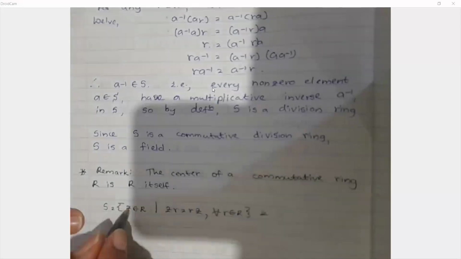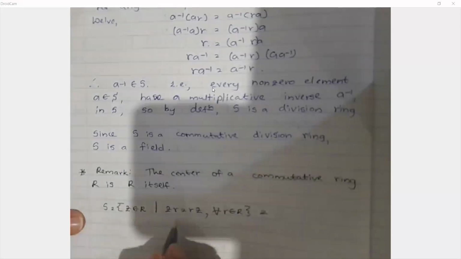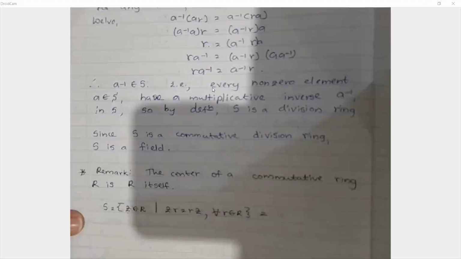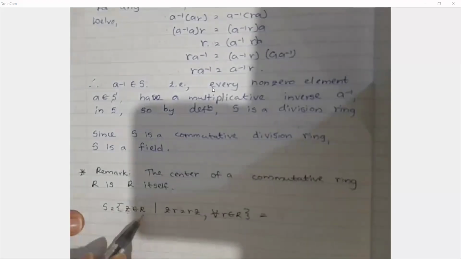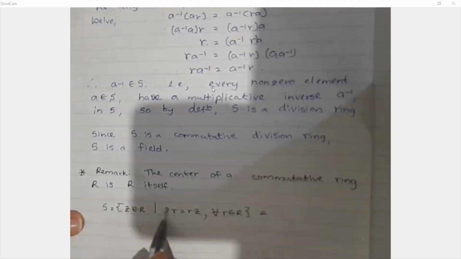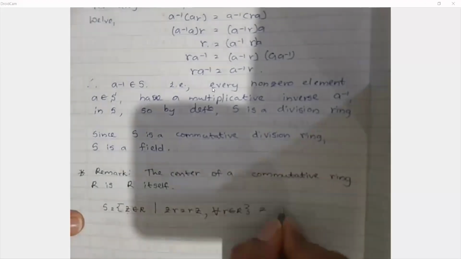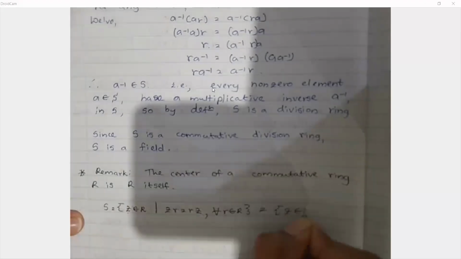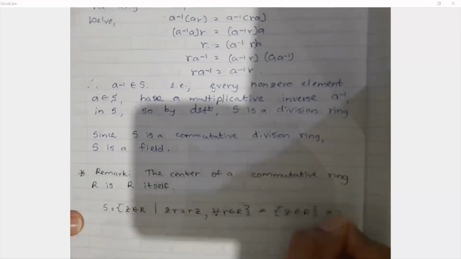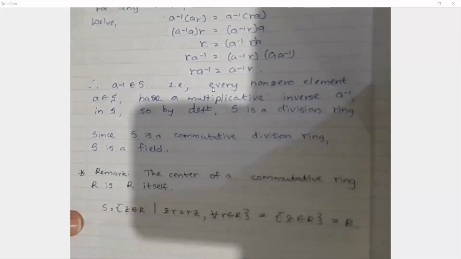Once again, referring to the definition, what sort of elements do we take? For every r, zr is equal to rz. When R is commutative, you take any element from the ring, and this condition will hold because R is commutative. So we end up with all elements in R. This is equal to R. Easy to see.